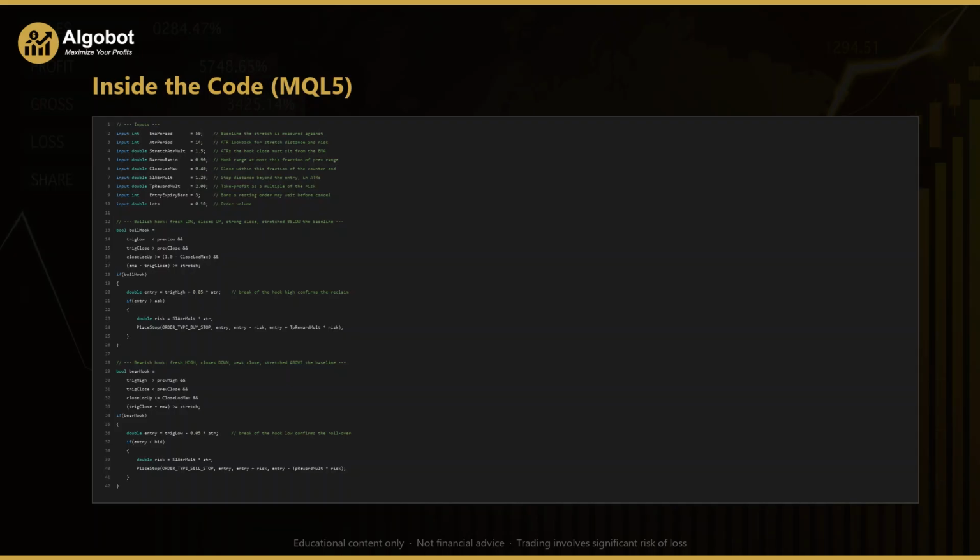The bearish hook is the mirror image. It's true when the trigger high is above the previous high, the close is below the previous close, the close sits in the lower portion of the range, and the close minus the EMA clears the stretch. That routes a sell stop just beneath the hook's low, with the stop above and the target below. Notice that both sides place resting stop orders, never market orders. The break itself is the confirmation.